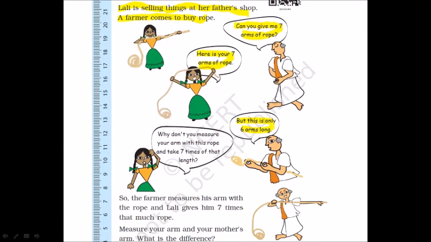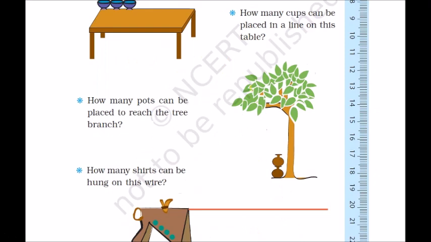Now in the classroom, if I ask you to measure the length of the classroom or the length of the blackboard by handspan or by feet, then the answer will be different for each and every student, because the size of your feet and your handspan is different for each of you. So whenever we use these kinds of units, which are not constant for all, the answer may be different for each and every student. So these units are called non-standard units.